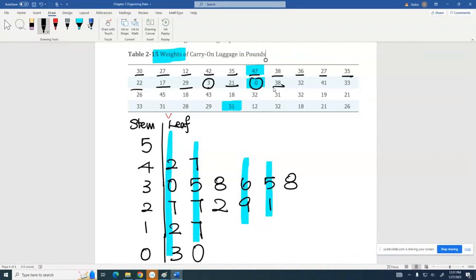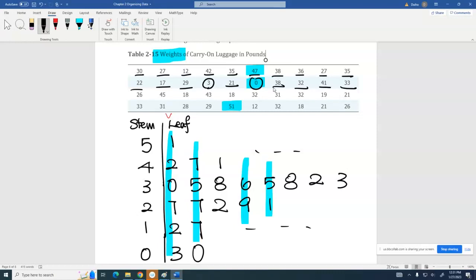38. 32. 41. 33. You can finish. I'm sorry. I don't want to do anymore. I'm lazy. You can finish. Complete. I can show you the shape of the distribution because I didn't complete, right? But when you complete, you can see the shape of the distribution: symmetrical, skewed to the right, left, bimodal, right? Absolutely, the maximum, the 51, it will go to 5 and 1, right? Yeah, please finish.